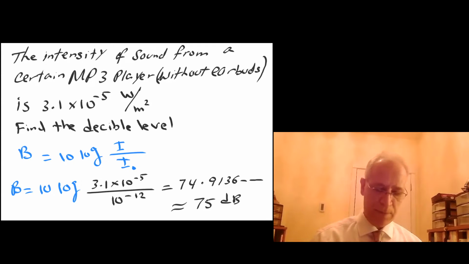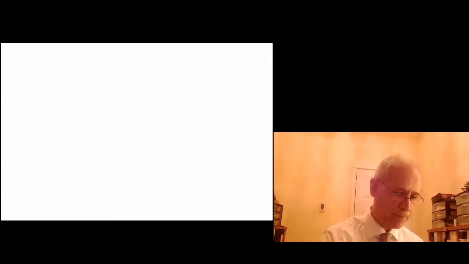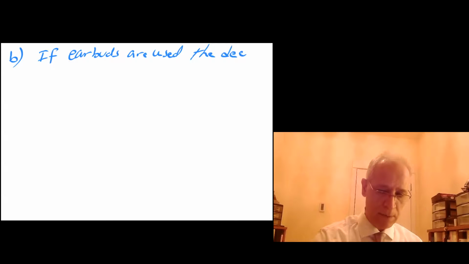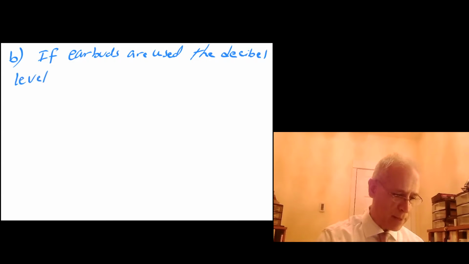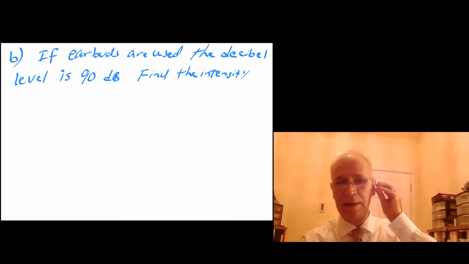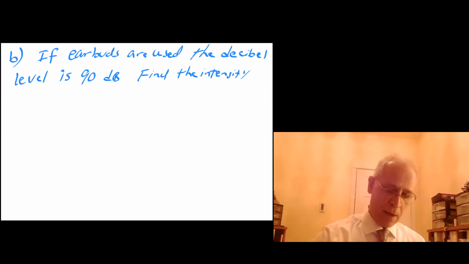The next part of this problem, so let's say this part was A. Let's go to part B. Now with the earbuds, if the same MP3 player with earbuds is used, the decibel level is 90 decibels. Find the intensity. And of course, those earbuds expand in your ear, so more noise is getting into your ear.